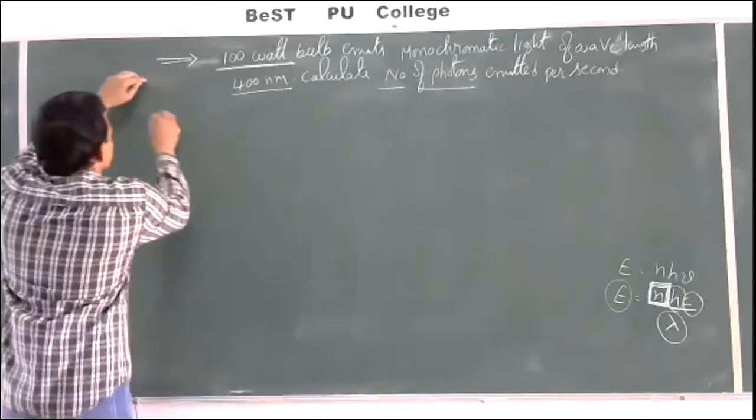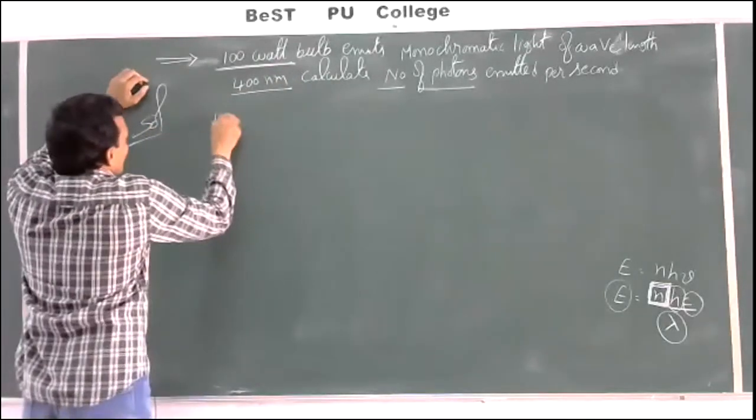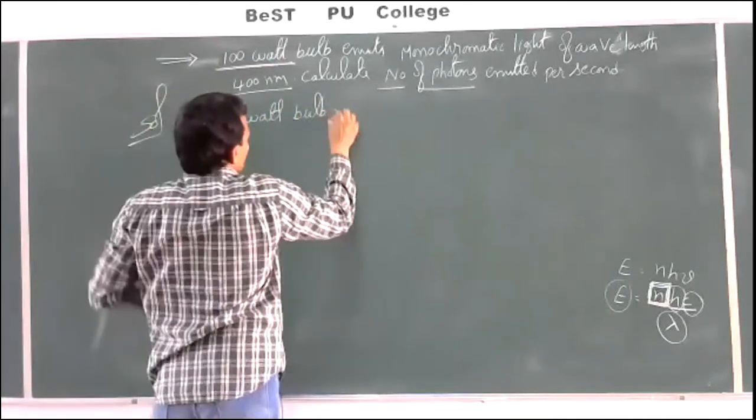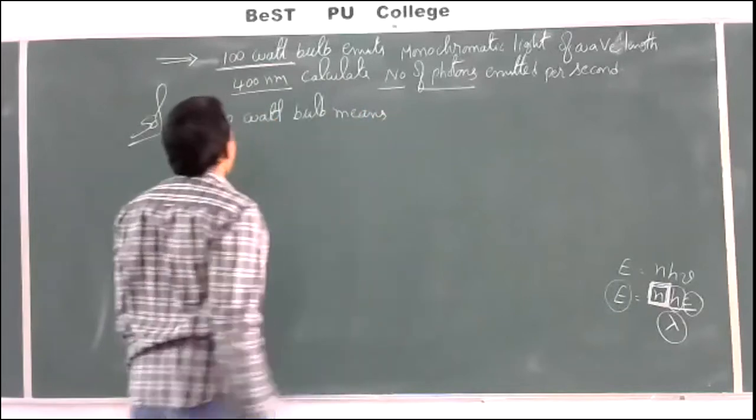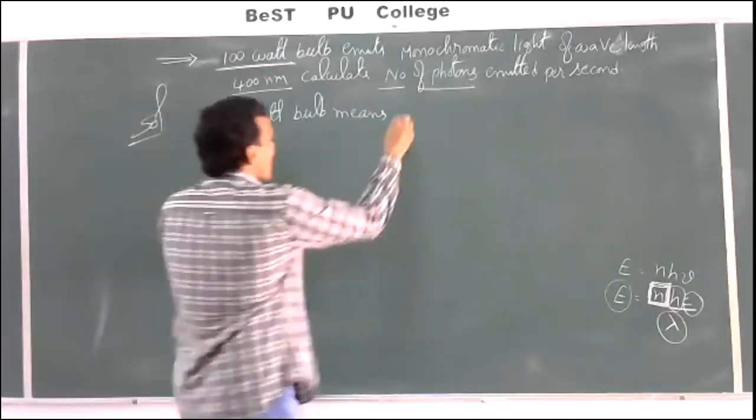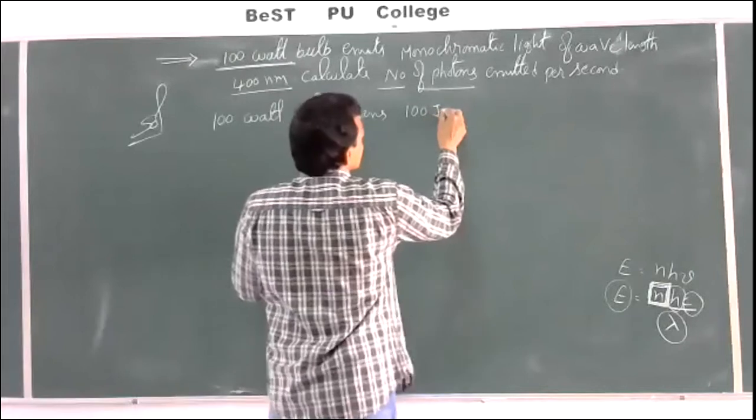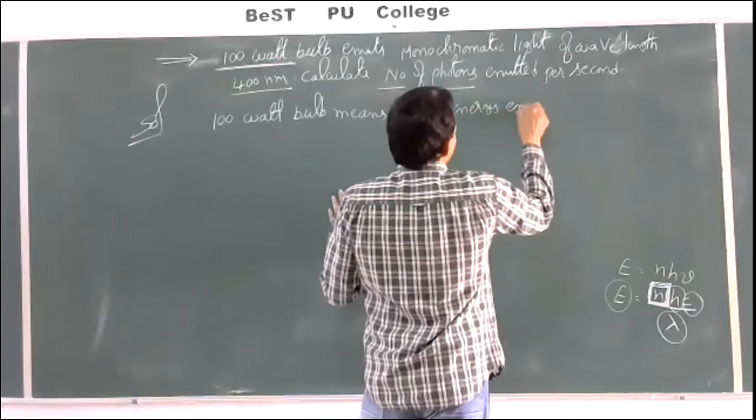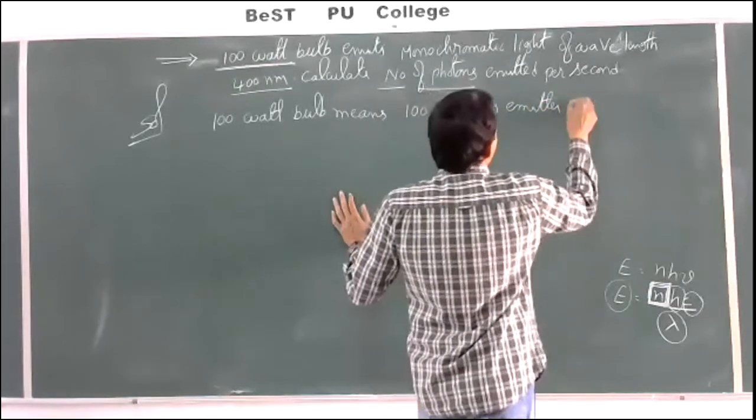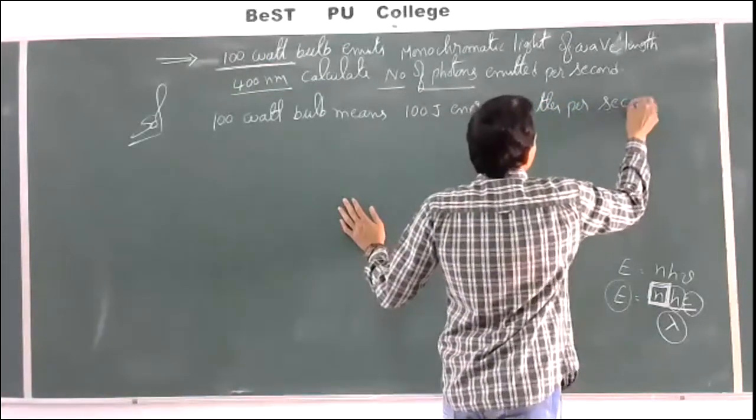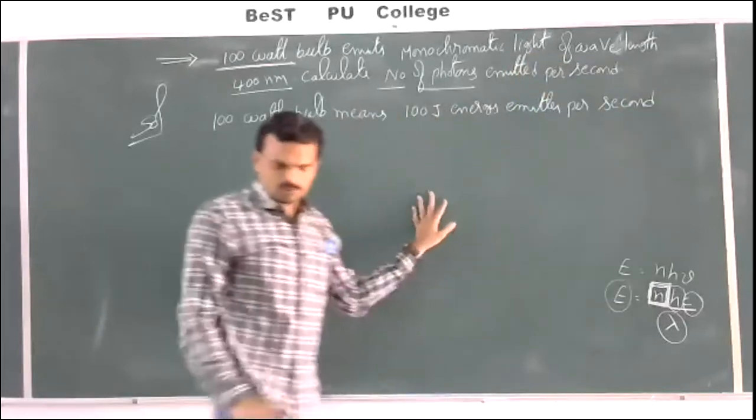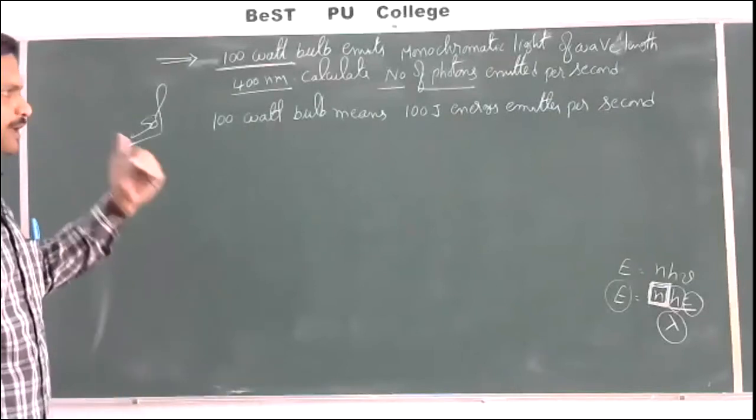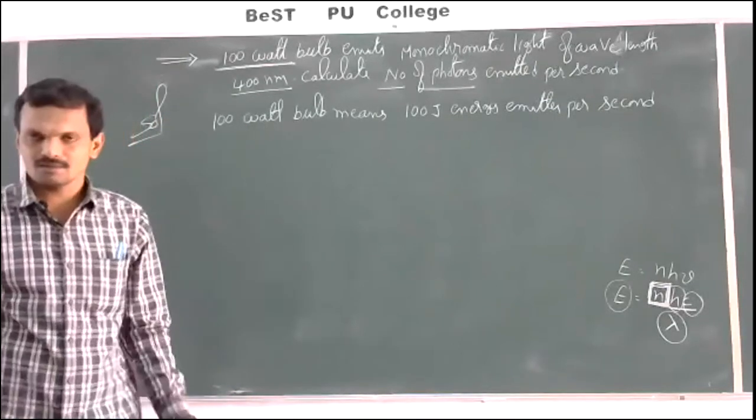100-watt bulb means, now let us see the solution here. What is the meaning of this? 100-watt bulb means 100 joules of energy emitted per second. This is the meaning of 100-watt bulb. 100-watt bulb means 100 joules of energy will be emitted per 1 second.